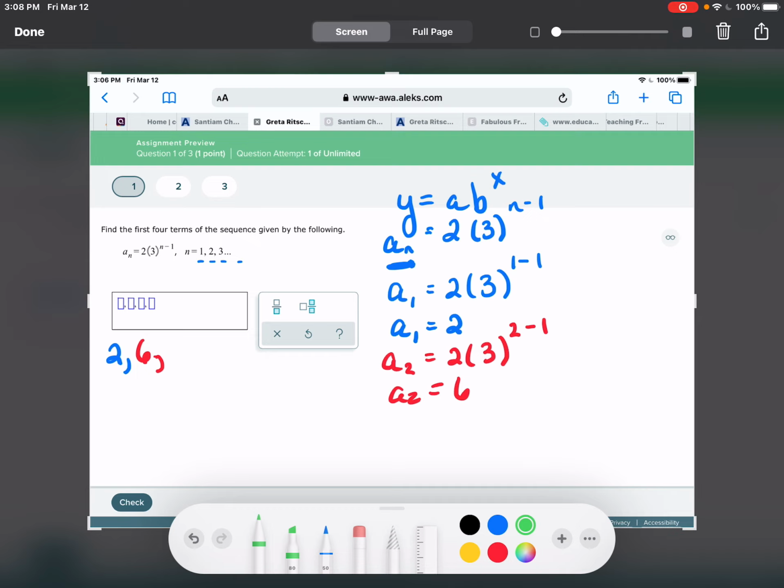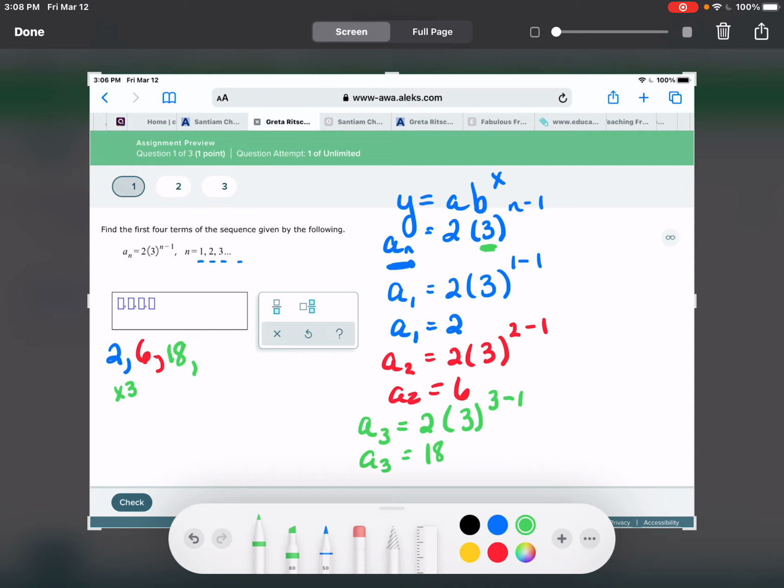The next one, I will do a sub 3, will be 2 times 3 to the 3 minus 1. 3 minus 1 is 2. 3 squared is 9. 9 times 2 is 18. And so a sub 3 is 18. We may start to see a pattern here. Looks like we're going to go times 3, which makes sense because that was our growth factor. 2 times 3 is 6, times 3 is 18.